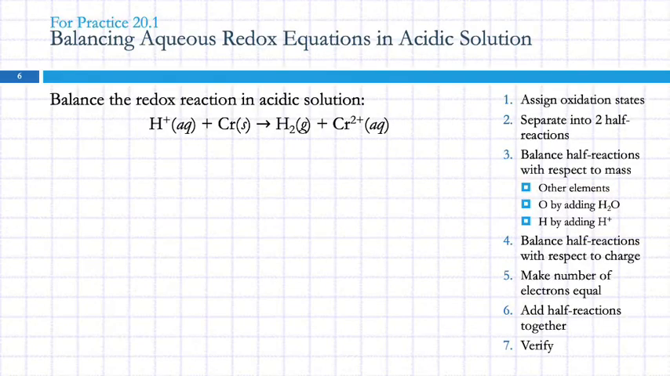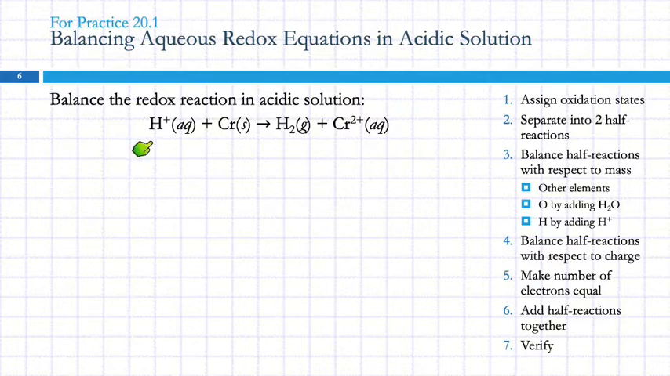So let's do an example. We'll start with some simpler ones and go to a little more complicated. What I've done here for this first one is I've made a very brief list of the steps that we're doing over here, so we can kind of refer to them. So this says balance the redox reaction in acidic solution. So we could assign it oxidation states. Let's just do that for fun.